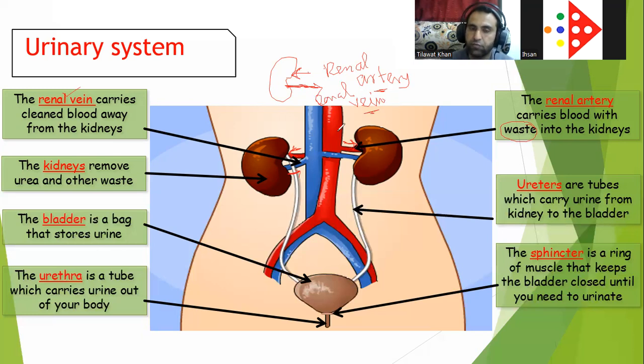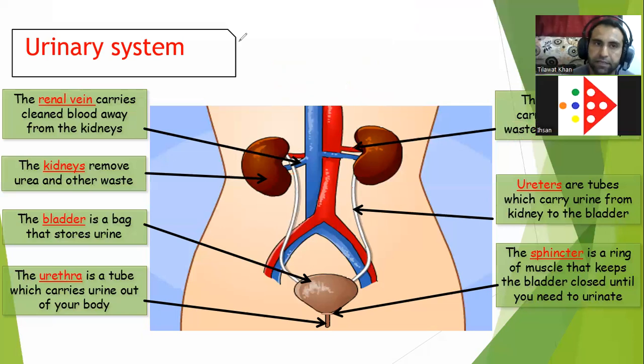And that waste material in the form of urine will then come to the ureters, then the urinary bladder, and then the urethra. So this sequence you need to know. Let me repeat: kidney, ureters, urinary bladder, and urethra. You got it? So now I think up to here, this is clear.